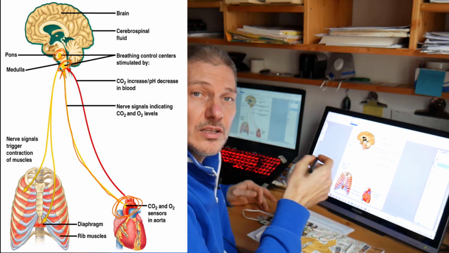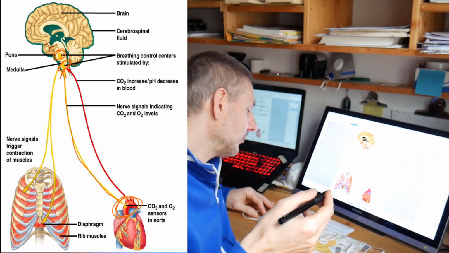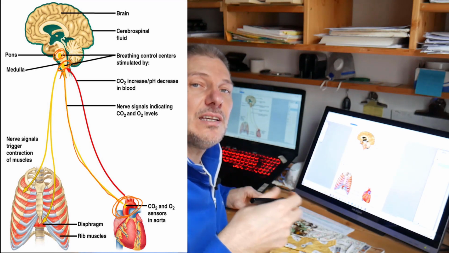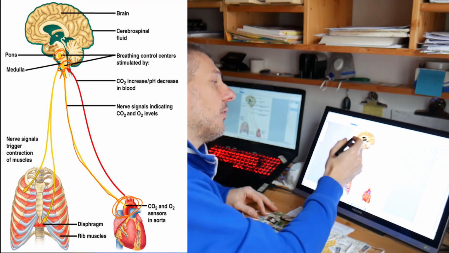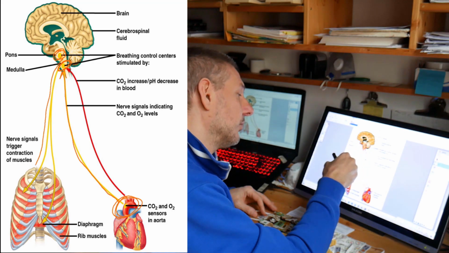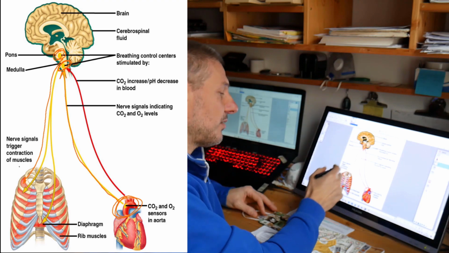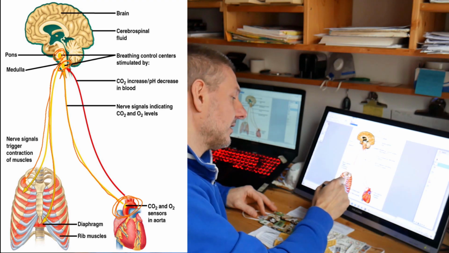This information is processed and used to calibrate respiratory volumes and respiratory rate. Then these nuclei send out motor signals to the inspiratory muscles, for example, the external intercostal muscles or the diaphragm, which is the main inspiratory muscle we have.